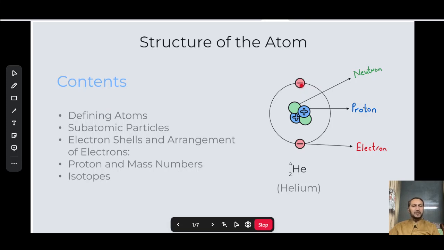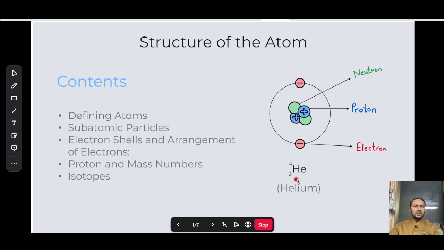So, here I would like to show you the basic structure of atom. Here I gave the example of helium. Its proton number is 2 and its mass number is 4. Helium, its chemical symbol is He. On the lower side it is written the proton number, and at the above side here it is showing 4, is showing the mass number of helium.